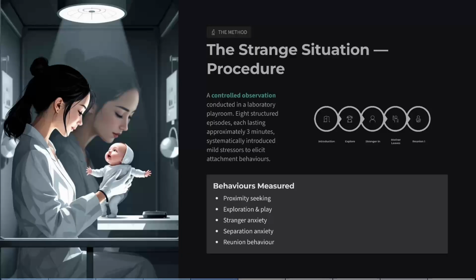Episode 3, stranger enters the room. An unfamiliar adult enters, sits quietly, then gradually interacts with the mother, and then attempts to interact with the infant. And this measures stranger anxiety. Episode 4, the mother leaves the infant with the stranger. The mother leaves quietly. This is the first separation, measuring separation anxiety and how the infant responds to being alone with a stranger.